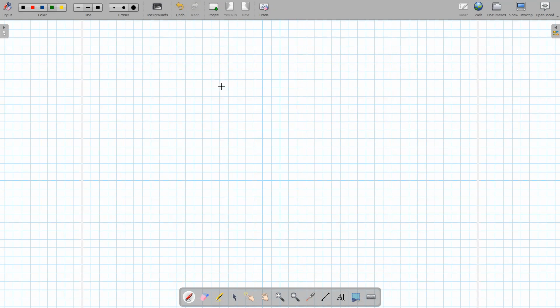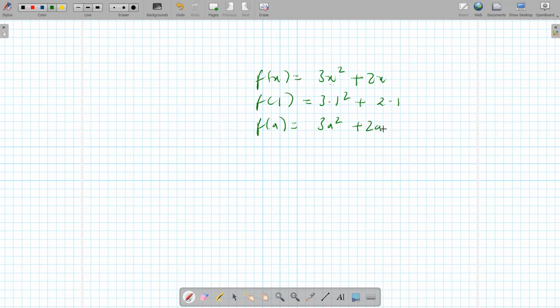Another example would be something like this. Let's say f of x is 3x squared plus 2x. What's f of 1? You replace x with 1, so it's going to look like this. What's f of a? Well, you replace the x with an a, so it's going to look like 3a squared plus 2a.